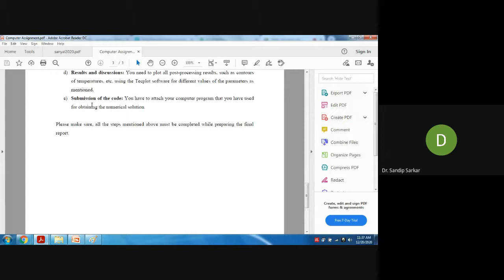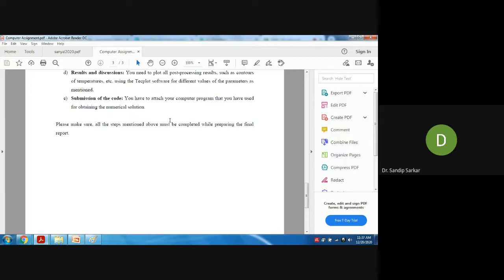Then at the end, chapter number 5, is where you have to submit your code. Whichever language you are comfortable with, for example you have written your code in Fortran 90, you have to copy and paste the code in your report. In chapter 5, it will be the submission of the code. Then finally you have to make a PDF file and upload it in the Google Form, which I will be sending you soon.